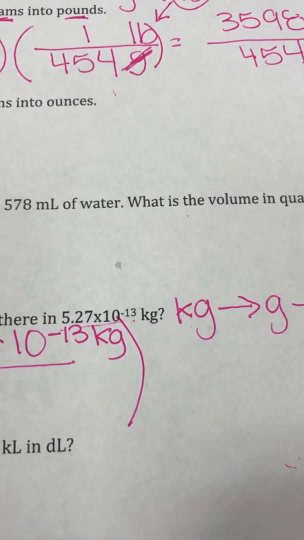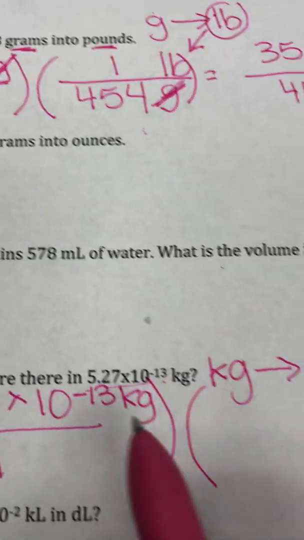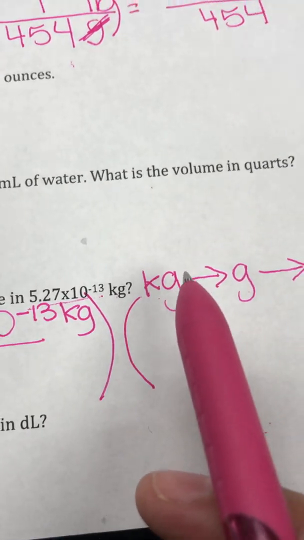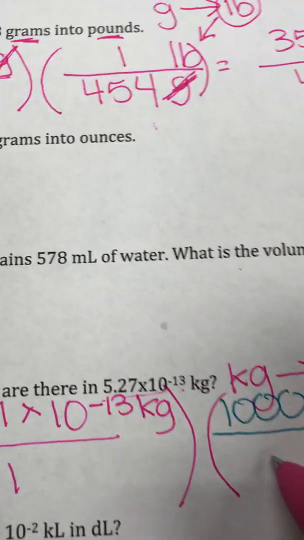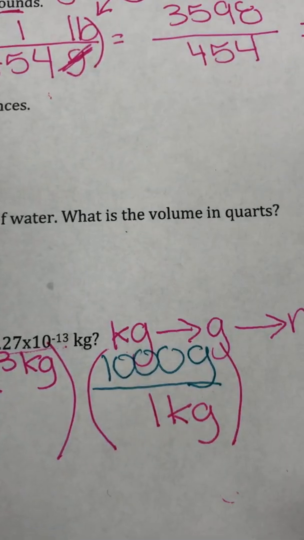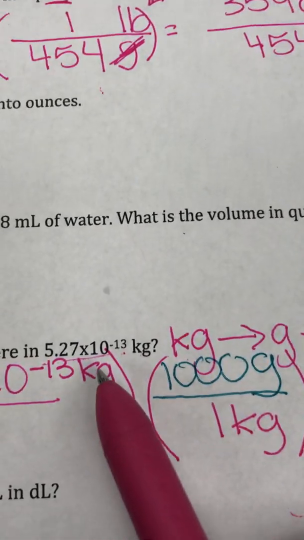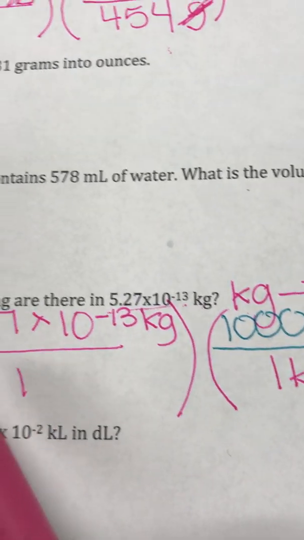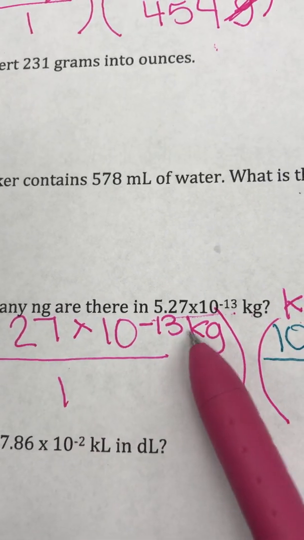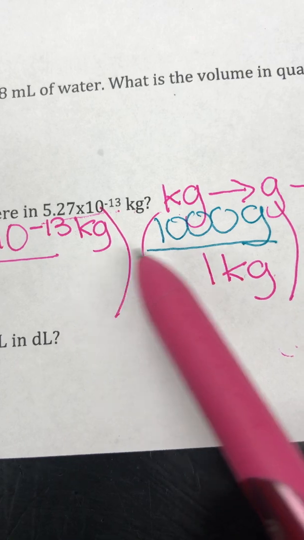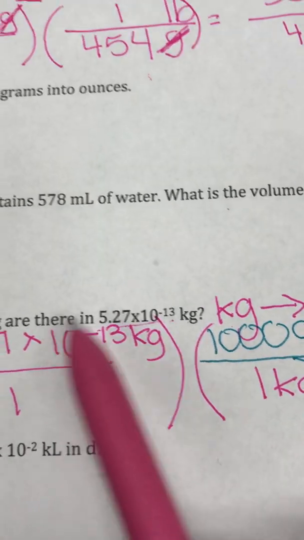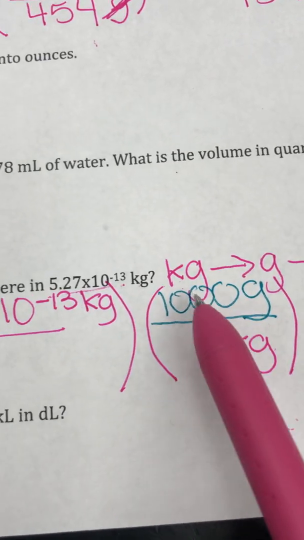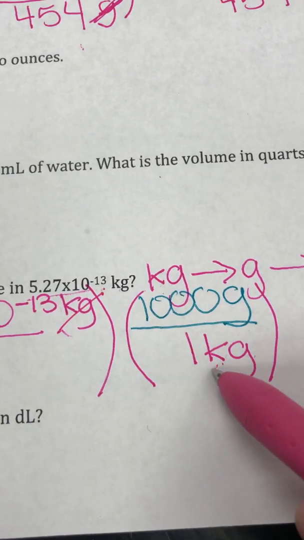I'm going to use different colors to show which units I'm canceling. So over here, if I'm going from kilogram to gram, I need to find that conversion factor. The conversion factor for that is for every 1,000 grams, I have 1 kilogram. That's my conversion factor that I found on my metric table. If I typed in my calculator 5.27 times 10 to the negative 13, it would pop up with that number, and then I could just multiply that by 1,000. I don't want you to do the math yet. I will show you how to do the math in a second. I just want you to know I'm not getting rid of the numbers. I'm just canceling out this kilogram and this kilogram.